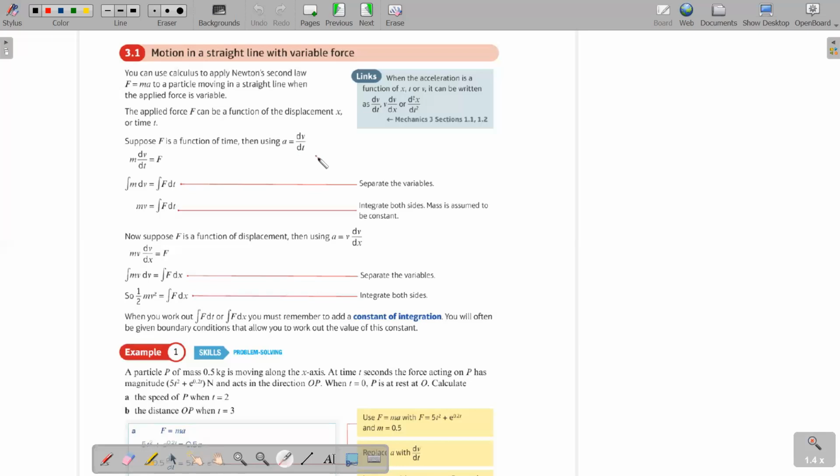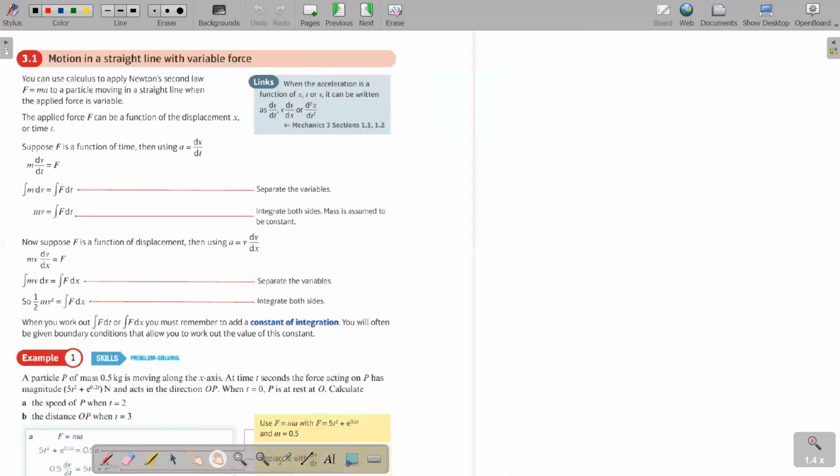The first one we will be discussing is force as a function of time and also force as a function of displacement. Okay, so look at this first part. Suppose the force is a function of time. If you use force as a function of time, the acceleration you use, do you recall? There is a very specific format we use for the acceleration. If force is a function of time, it means acceleration is a function of time. So for acceleration, we use dv by dt. This is from chapter 1.